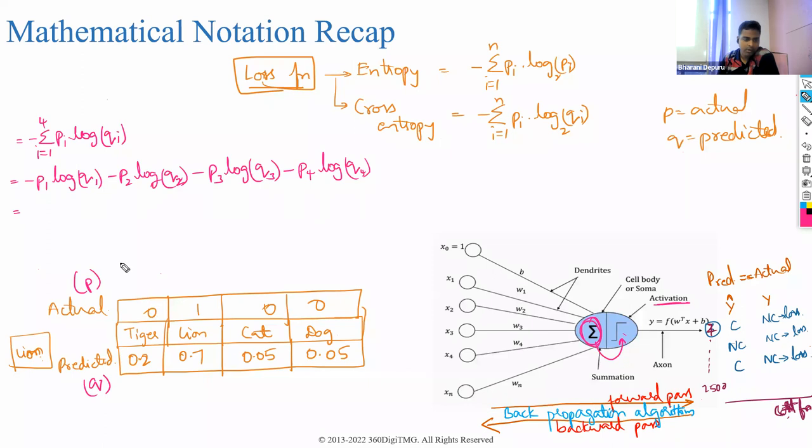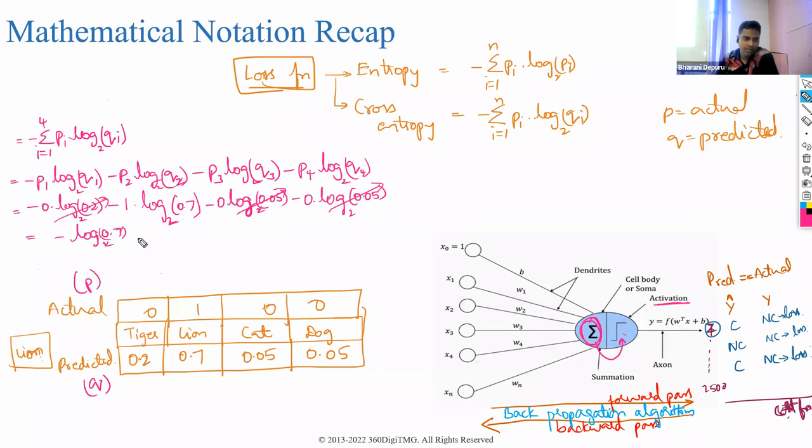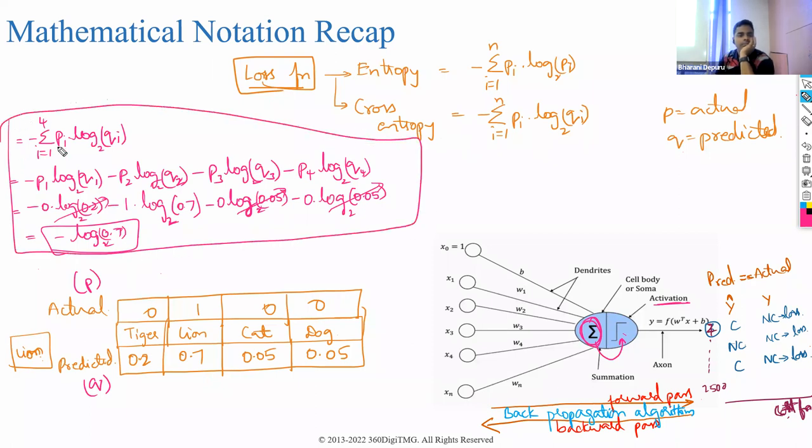P1 is 0 here. So 0 into log of q1, which is 0.2, minus. P2 is 1, so 1 into log of q2, which is 0.7. Again, everywhere it will be base 2. Minus, you have p3, which is 0, so 0 into log of q3, which is 0.05. Minus, you have p4, which is 0, into log of q4, which is 0.05 base 2. 0 into this is 0, 0 into this is 0, 0 into this is 0. Finally, you'll get minus log of 0.7 base 2. When you solve it, you get some number. That would be called your loss. This is the calculation for cross entropy when you have a multi-class problem. Clear?